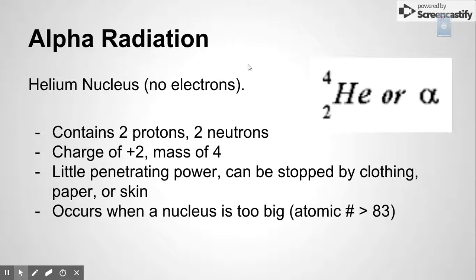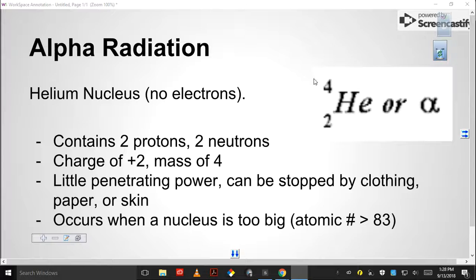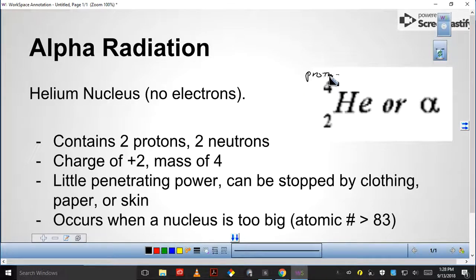There are three kinds of radiation we're going to go through, and you kind of dealt with them in the simulation. The ones that were the easiest to stop, the ones that were stopped by the paper, were alpha particles. And what they are, if you remember back to the symbol, the top part is the mass number. That's the protons plus the neutrons. And this is the number of protons.